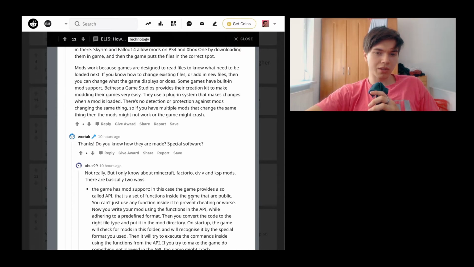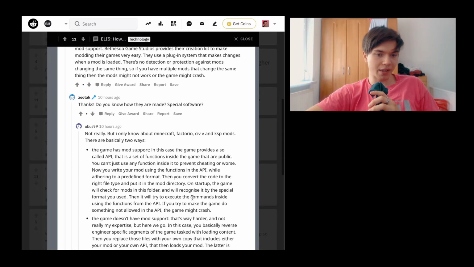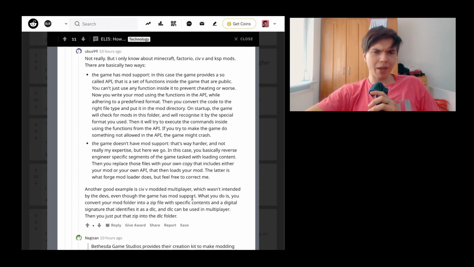Factorio, CIV5 and KSP mods. There are basically two ways. The game has mod support. Okay, in this case, the game provides a so-called API, which is some sort of environment. There is a set of functions inside the game that are public. You can't just use any function inside it to prevent cheating or worse. Now you write your mod using the functions in the API while adhering to a predefined format.